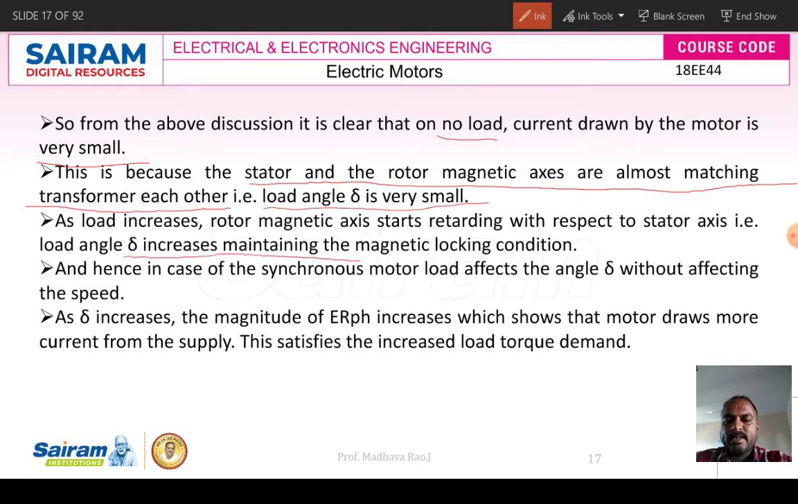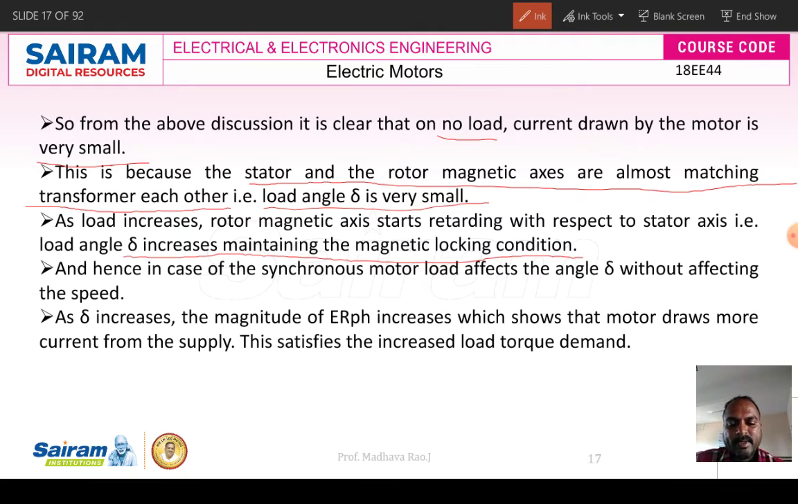So, maintaining the magnetic locking condition, the synchronous motor load affects the load angle delta without affecting the speed. Synchronous motor means constant speed motor, so whenever the load increases, the speed remains constant. In this case, when the load increases, delta, the load angle, will increase.